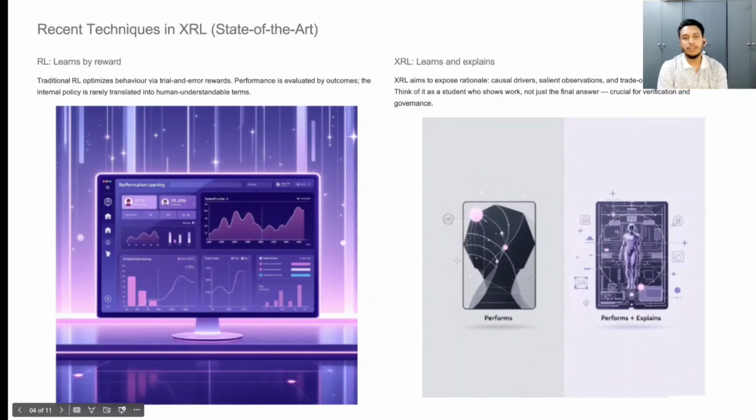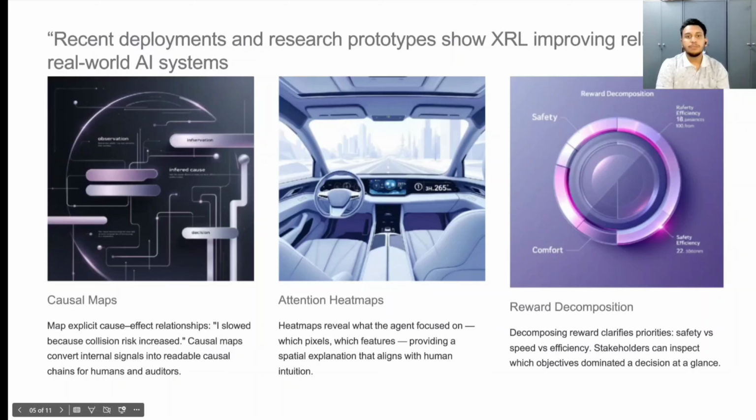Now, as we can see in the next slide, here let's understand the difference between RL versus XRL. What these terms exactly mean. Traditional reinforcement learning learns using rewards, trial and error, and focuses only on performance. But XRL goes one step further. It not only learns but also explains why it took a particular action, like a student showing steps instead of just the final answer.